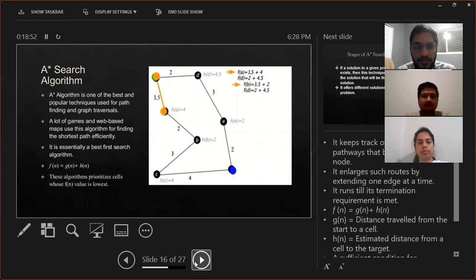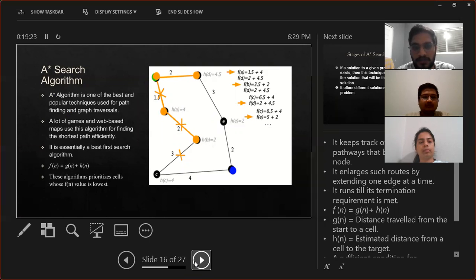So, the A-star algorithm. It is one of the best and most popular techniques used for pathfinding and graph traversal. It tracks all the paths that begin at the root node, and it enlarges such routes by extending one edge at a time. It runs until its termination requirement is met, that is, the end node. A lot of games and web-based maps use this algorithm for finding the shortest path efficiently. It is also referred to as a best first search algorithm.